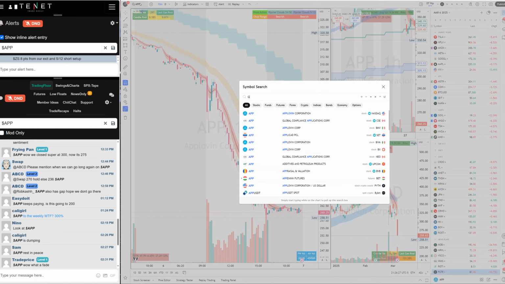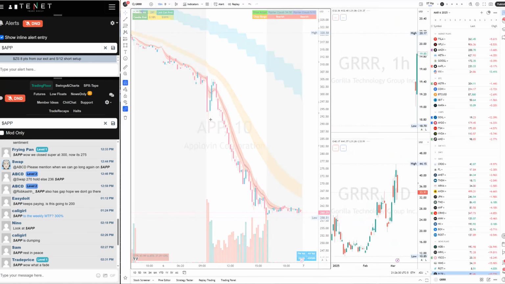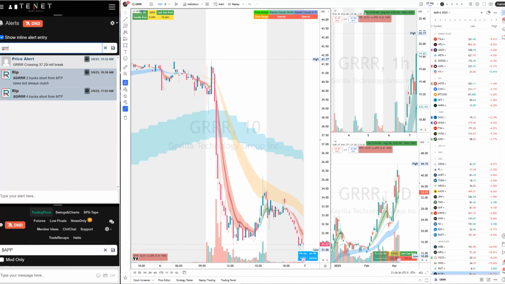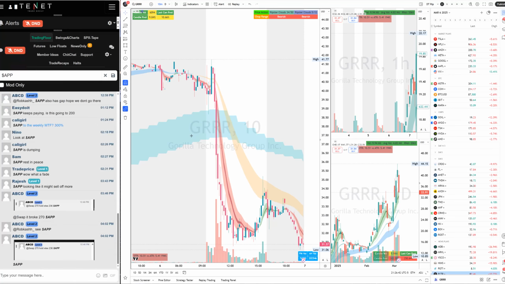So we had this GRRR, that news came out. I tweeted about that news as well. And GRRR was MTF short. I sent out the alerts of MTF break from 37.25. And then it went on to give a $6 short. When the market is weak, the short setups are more probable. You do not look for long.